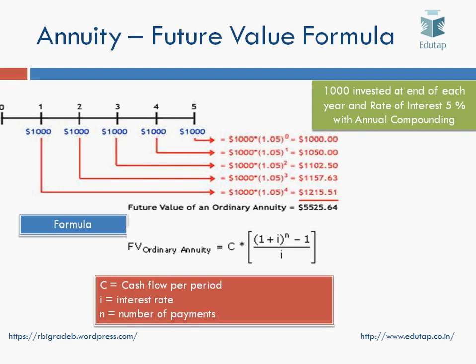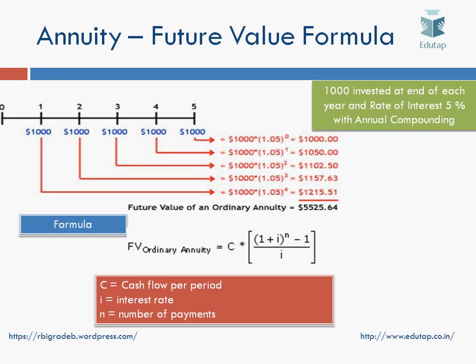So the formula for annuity is this, where the future value of the annuity is C, where C is the cash flow per period, that is the amount you are investing, into (1 plus I) raised to the power n, where I is the interest rate, in this case 5%, and N is the number of payments, that is, the years you are investing, in this case 5. So, (1 plus I) raised to the power n, minus 1, divided by I. I again is the interest rate.